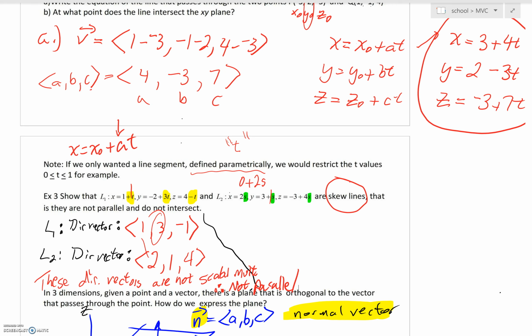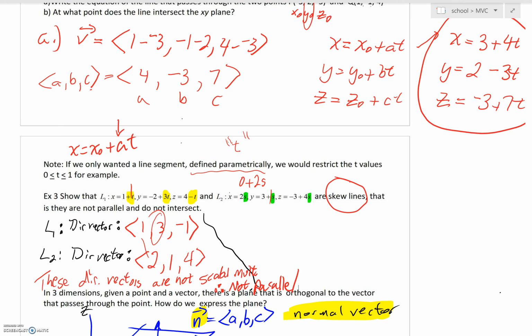Multivariable calculus, picking back up in lesson 12.5, our first day. We're still on example 3. We're trying to show that these two lines in space are skew. We mentioned earlier in the previous video that their direction vectors are not scalar multiples of one another. That's the definition of being parallel.